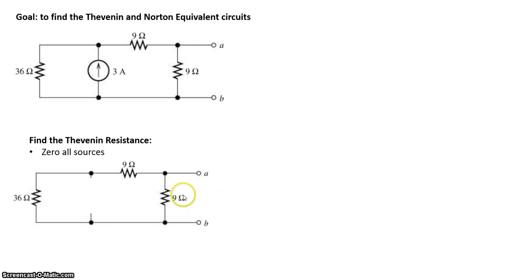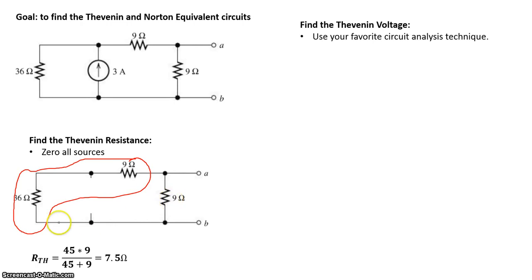Now in this circuit, looking at terminals A, B, our goal is to figure out the resistance seen from there. So we have 9 ohm in series with 36 ohm. That gives us 45 ohms. Now this network of 45 ohms is in parallel to this 9 ohm resistance. So we can write the circuits in parallel. This 45 times 9 divided by 45 plus 9 gives us 7.5 ohms.